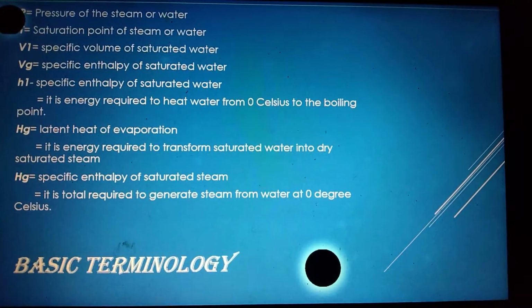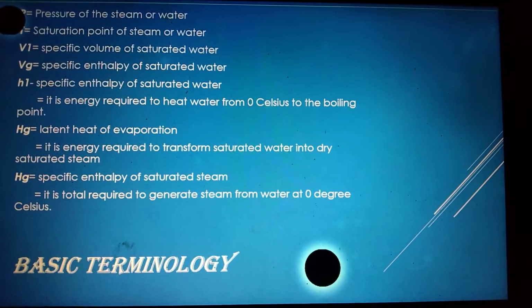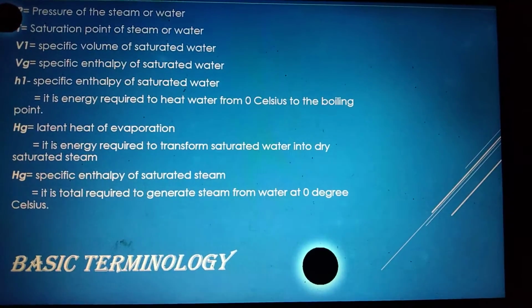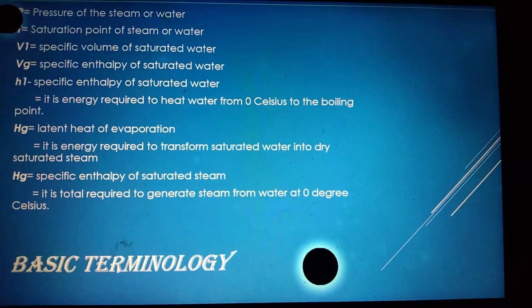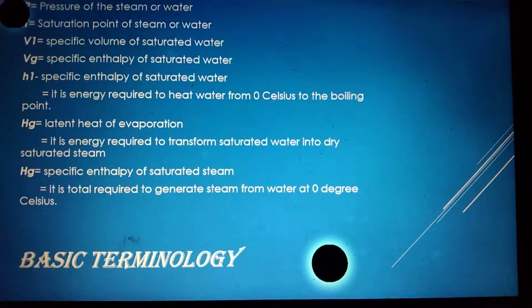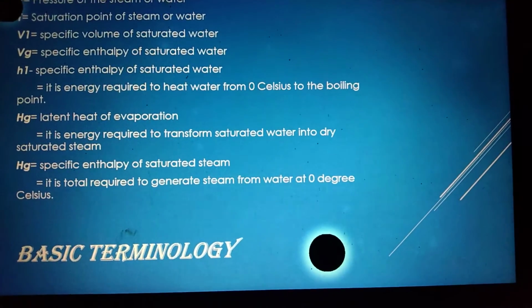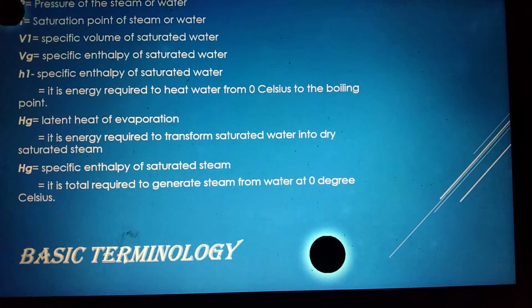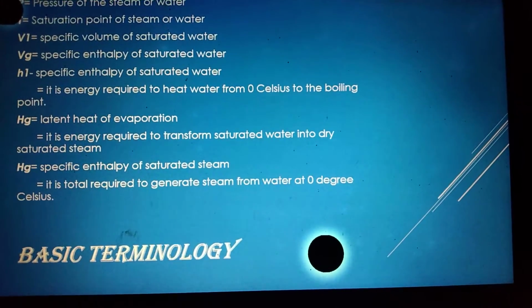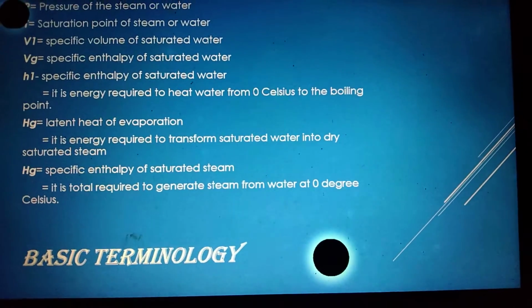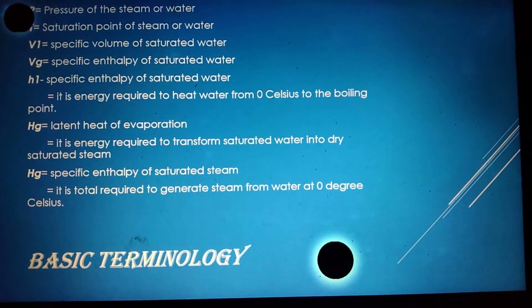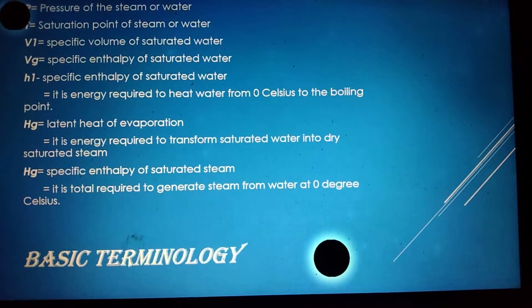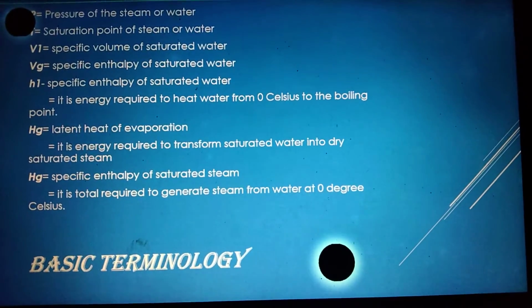Hfg: latent heat of evaporation. It is the energy required to transform saturated water into dry saturated steam. Hg: specific enthalpy of saturated steam. It is the total energy required to generate steam from water at 0 degrees Celsius.